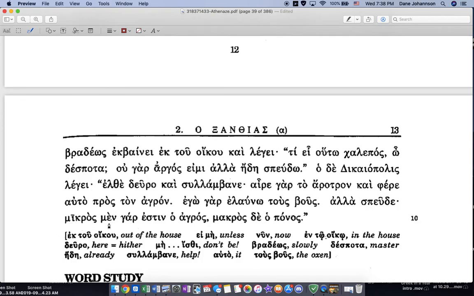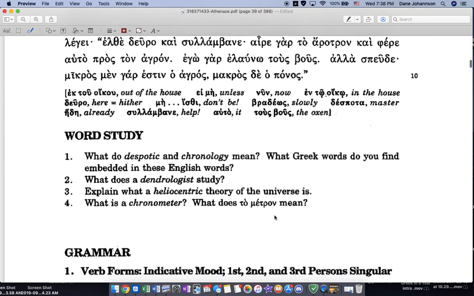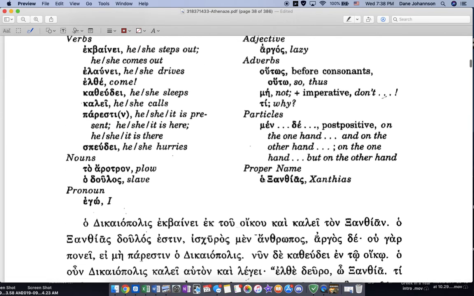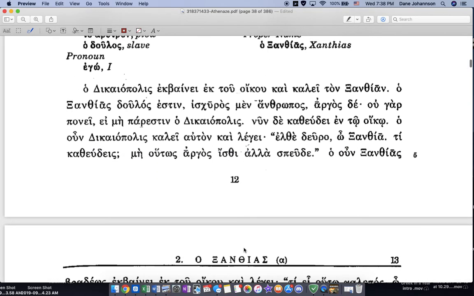On the one hand, men gar men, for on the one hand, small is the field, ho agros, estin, it's small. Makros de ho ponos. But on the other hand, the work is big. It's hard work. Mikros men gar estin ho agros. Makros de ho ponos. For on the one hand, the field is small, but the labor is big. Work is big. Awesome, guys. Hopefully that was helpful. Let me know if I can do anything else that might be helpful as well.